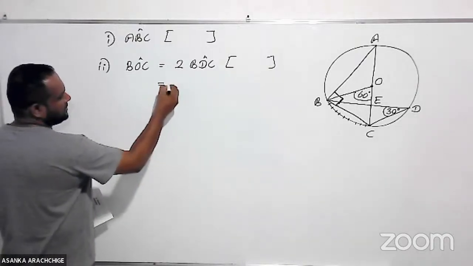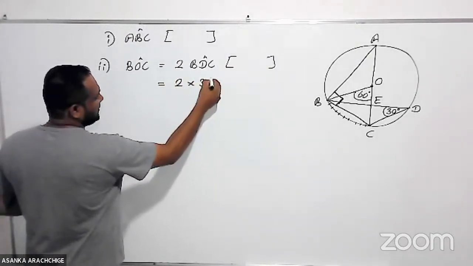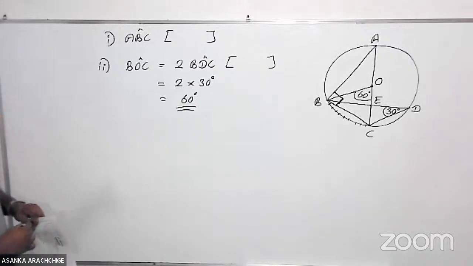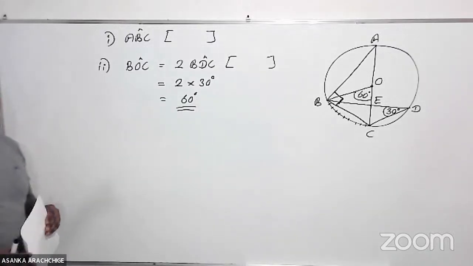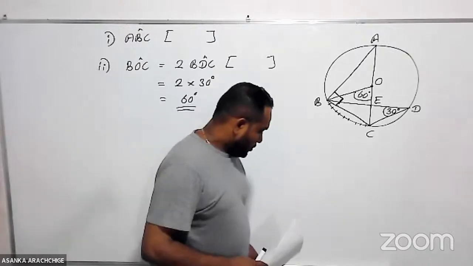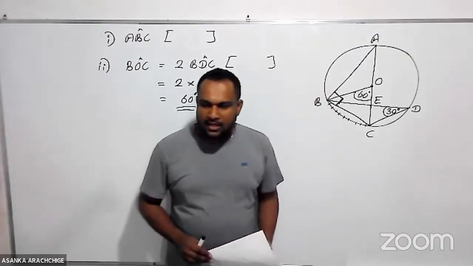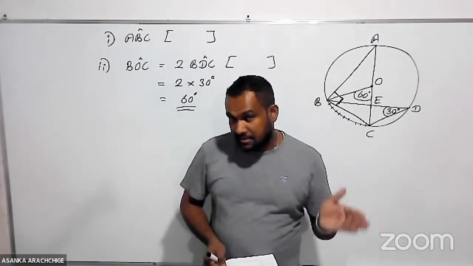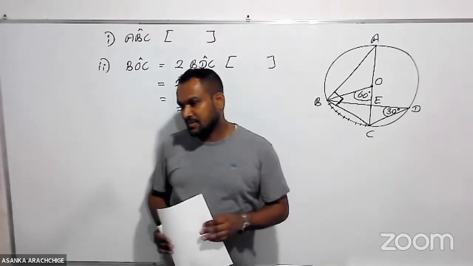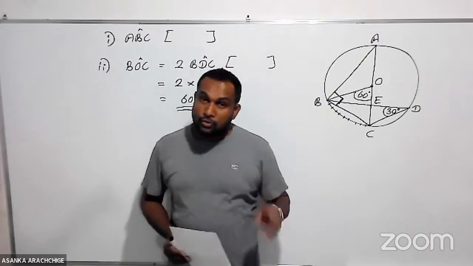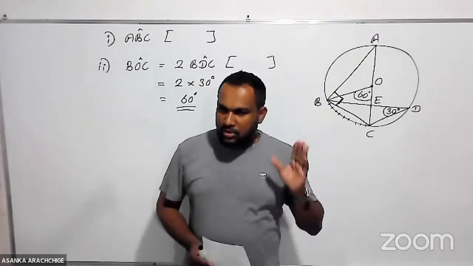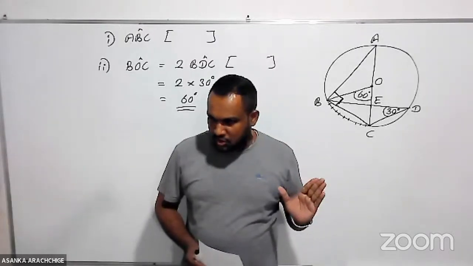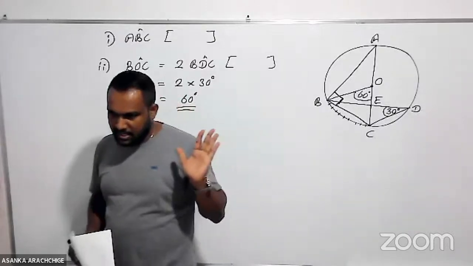Therefore, angle BOC is equal to 2 times 30, which means 60 degrees. Then you have to memorize all the theorems you have learned so far in both grade 10 and 11 syllabuses, right? There are in total 42 theorems. You have to keep them in your mind, with comprehension. Understood? You have to keep them in your head with understanding. Did you understand what I said? Okay.